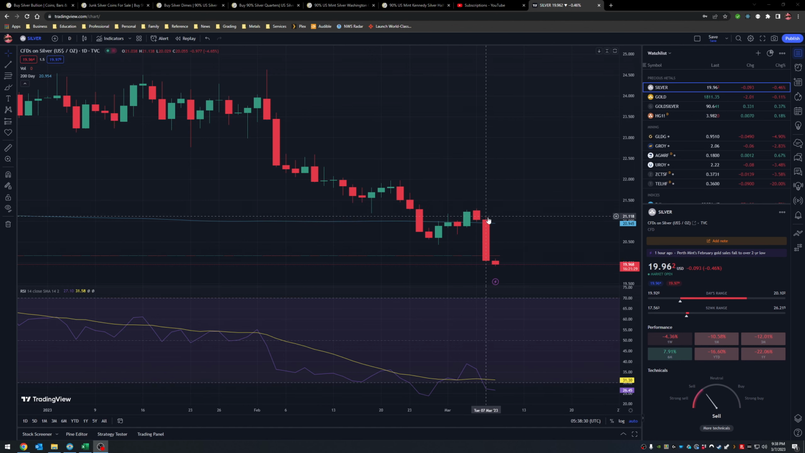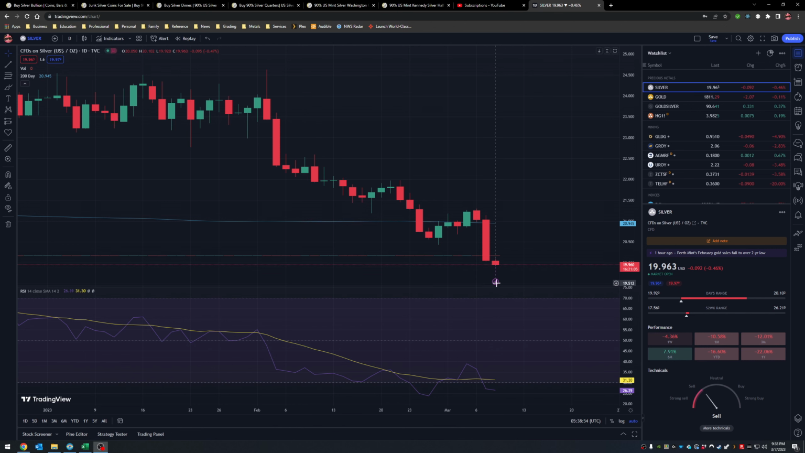We saw a nice big sell-off, and down here in the bottom corner, we have the relative strength index, the RSI, and you can see here the price of silver is significantly on the low side. Anytime you see it on the low side, it means it's oversold, undervalued. And if it's on the high side, it's overbought or overvalued. You can kind of use this as a gauge to see what's going on.